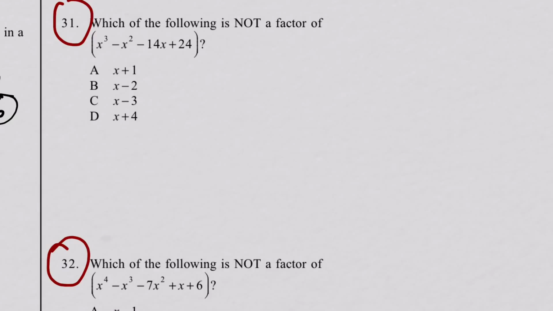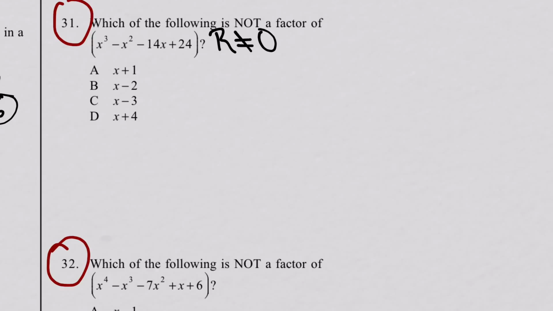Okay, let's continue with 31. Which of the following is not a factor of x cubed minus x squared minus 14x plus 24? So instead of asking me if they are factors, it's asking me if it's not a factor. So in this case, we're looking for the remainder to not be 0. If we get remainder 0, that's not the one we want, because that means that it is a factor. We've got to keep going until we find a remainder that is not 0.